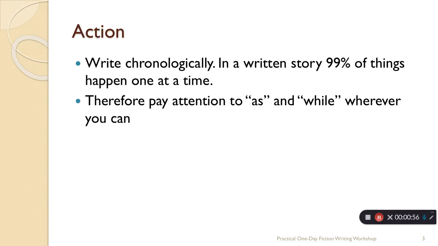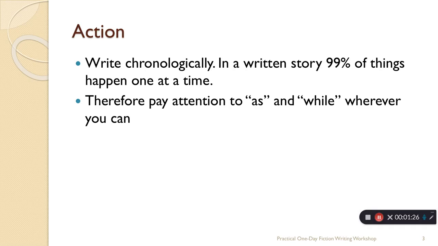Action, by the way, is the most popular. Not popular. It's the most frequent type of writing that you're going to do. It's important when you're writing action scenes to make sure that things happen chronologically. Now, in real life, there's things happening simultaneously all the time, but in the written prose, we want to show these things in chronological order.